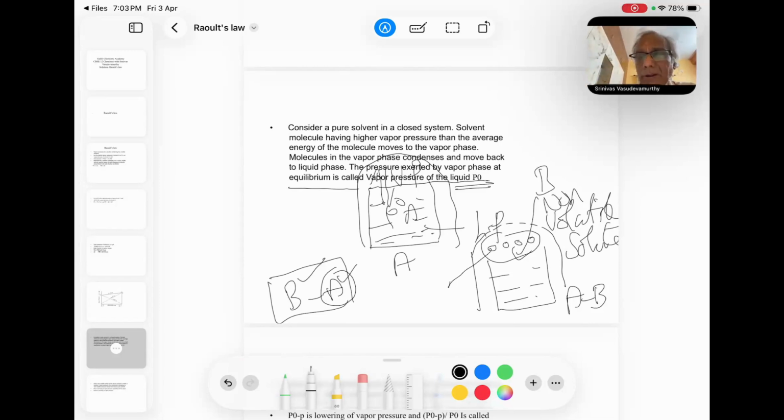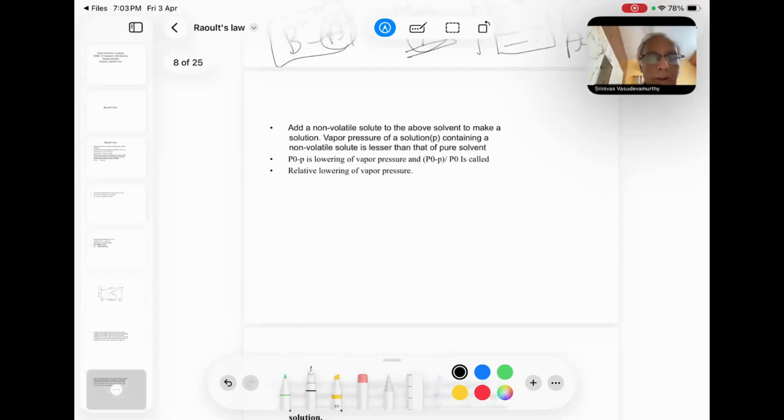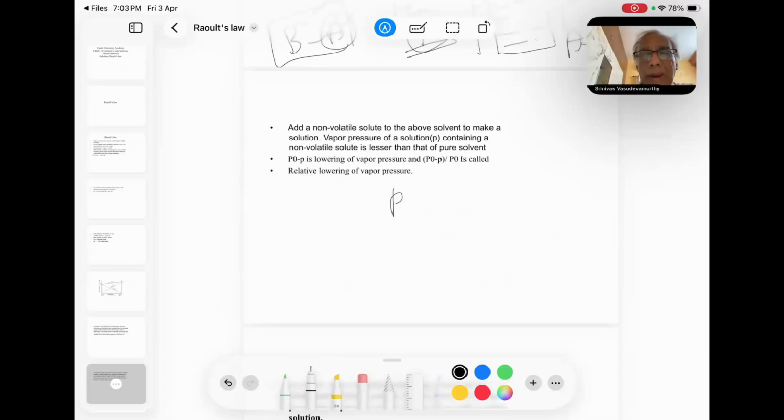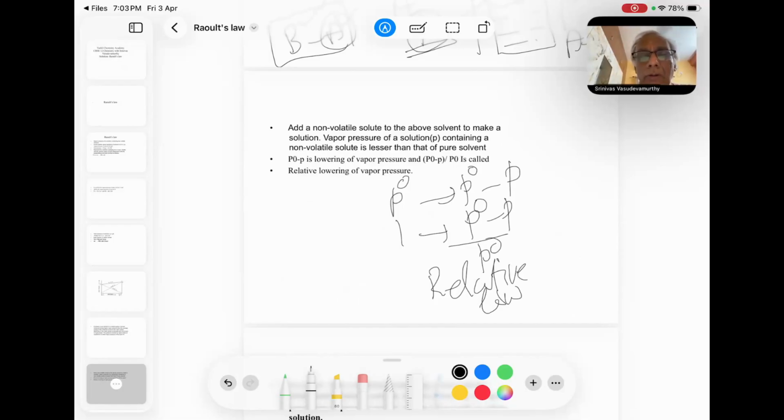Now let us say the vapor pressure of the solution AB is P. P naught is the vapor pressure of solvent A. The vapor pressure of the solution containing a non-volatile solute is P. Right. So P naught minus P is called the lowering of vapor pressure. For 1 atmosphere or 1 bar or 1 Pascal, whichever you want to take, P naught minus P divided by P naught is called the relative lowering of vapor pressure.